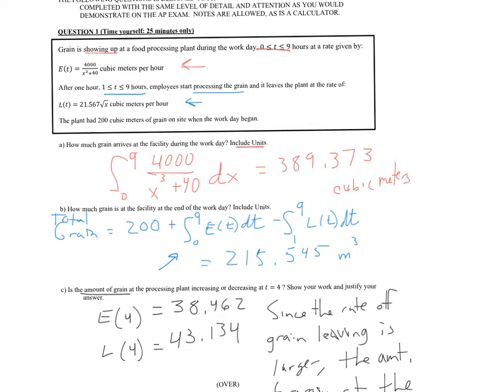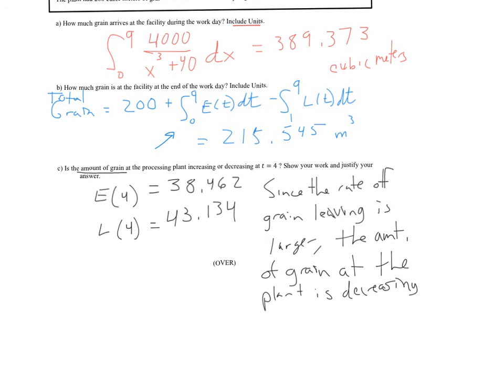When you do that, you get 215.545 cubic meters. For part C, what is the amount of grain increasing or decreasing? Well, if you think of finding the rate of change, the rate of change of the amount is the derivative of that, or the amount entering and the amount leaving. So we just use E of 4 and L of 4. So in my calculator, E of 4 is 38.462. L of 4 is 43.134.